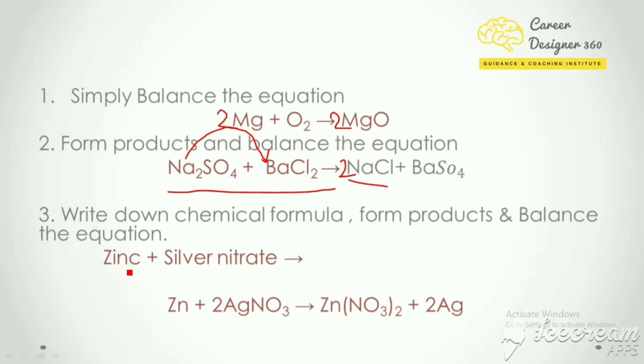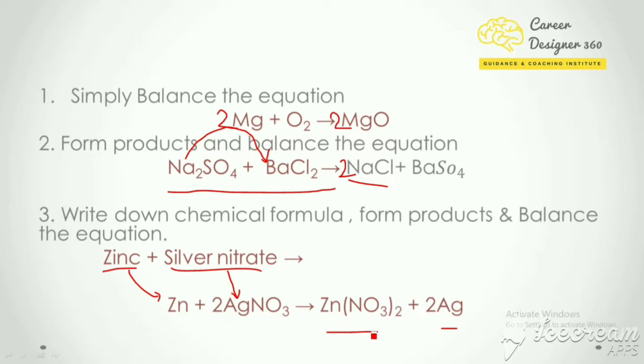So what you have to do, you have to first write down symbolically these different chemical compounds. For example, for zinc you can write Zn, for silver nitrate you can write AgNO3, and then you have to guess or form the products, which will be zinc nitrate plus silver.